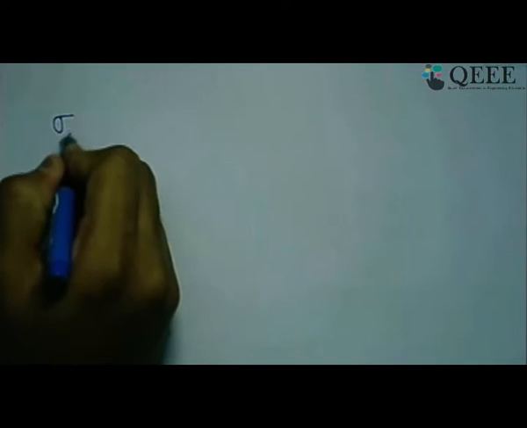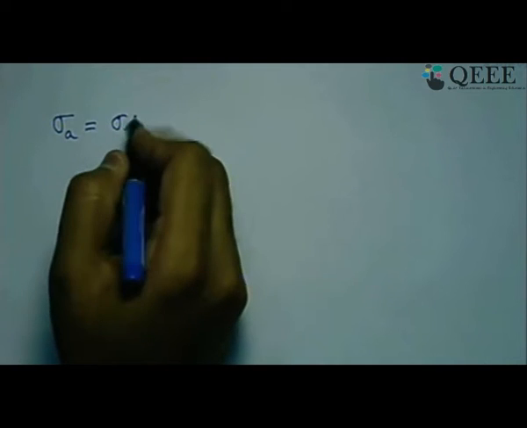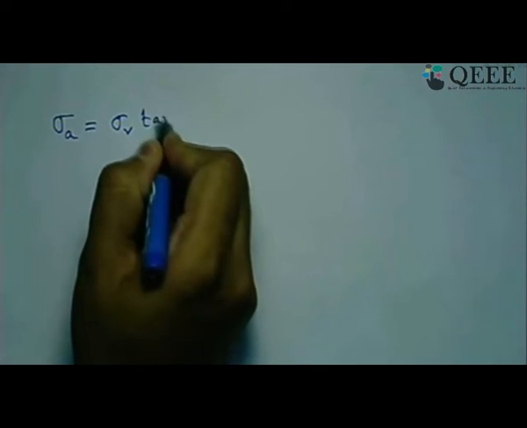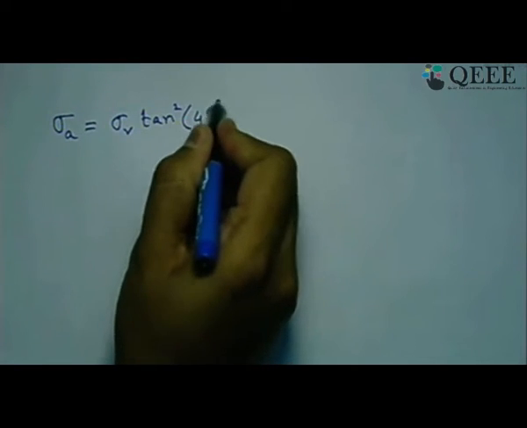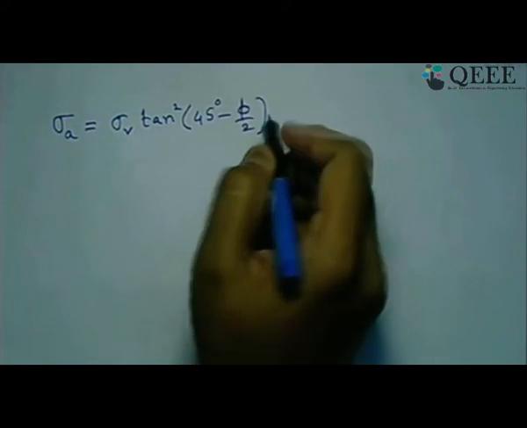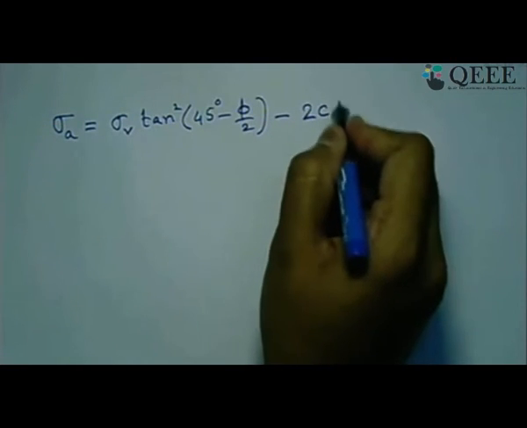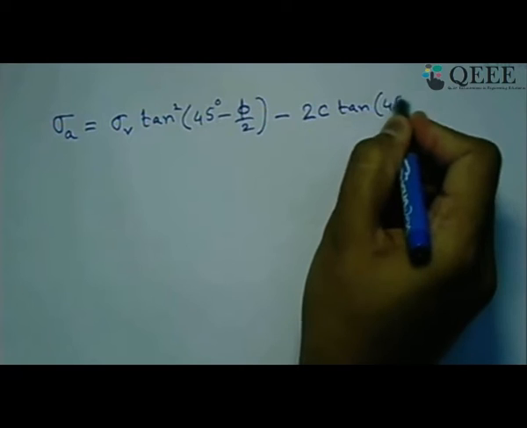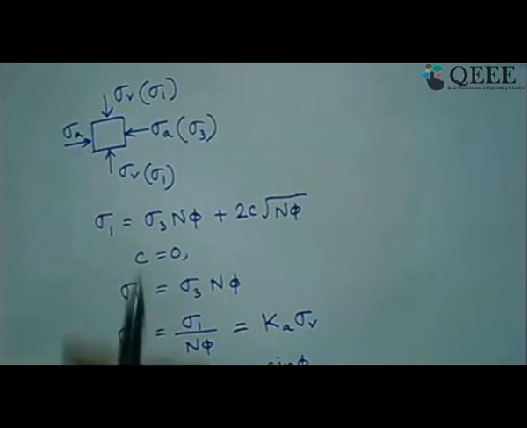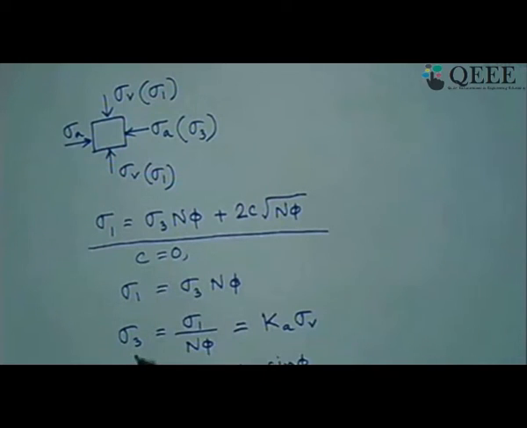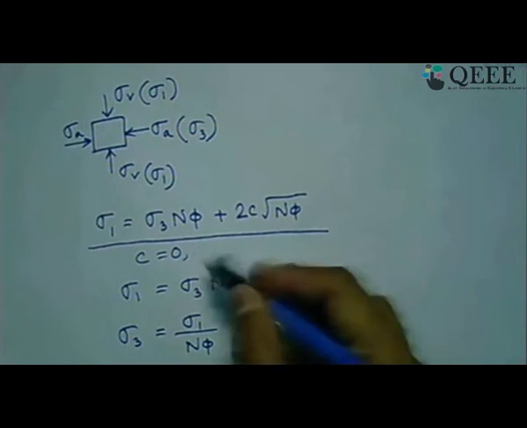Now if we have a C phi soil, what will we get? In that case, sigma A in the active state will be written as sigma V times tan square of 45 minus phi by 2, minus 2C tan of 45 minus phi by 2. Where did we get this from? Again, it is from our basic concept of the major and minor principal stress relation that I have already derived.